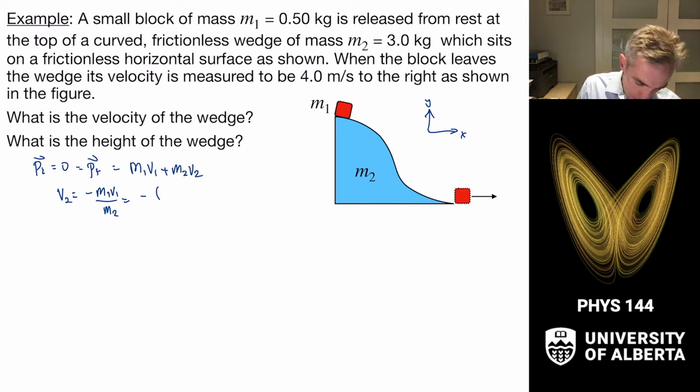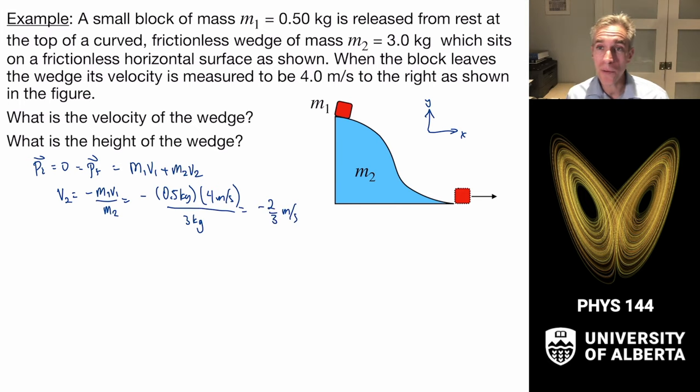M1 is 0.5 kilograms, times the 4 meters per second that's given in the problem. And then we're going to divide by the mass of the wedge, which is 3 kilograms, and this is going to come out to be minus 2/3 of a meter per second. Well, that's neat. And we'd like to know, next, how high is the wedge?